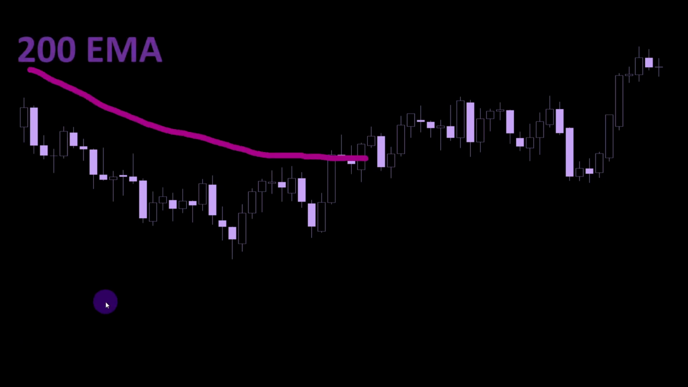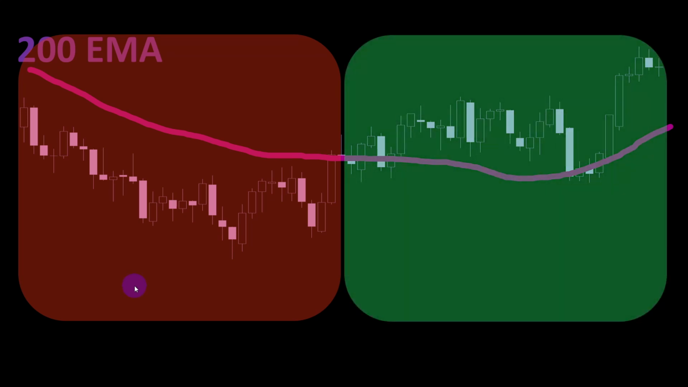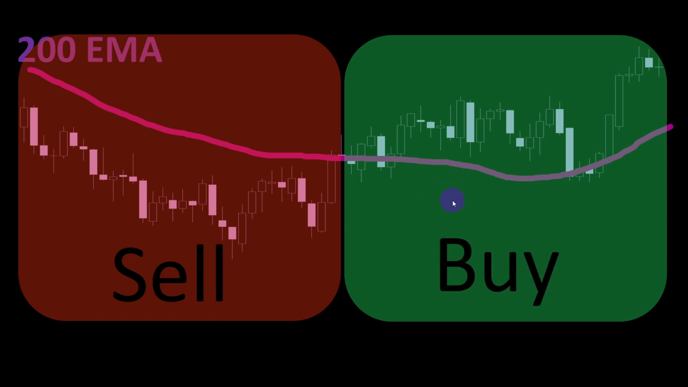We will use the 200 exponential moving average as the first indicator. If the price is moving below this curve, we will consider we have a downtrend and the opposite is true. So if the candles are above the 200 EMA, in this case we have an uptrend. The first rule is that when we have a downtrend, we're looking only for sell positions, and when we have an uptrend, we're looking only for buy positions. So in this example here, on the left side, we're looking only for sell positions, and on the right side of the graph, we're looking only for buy positions.